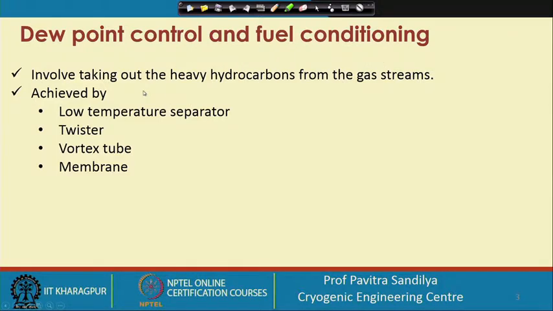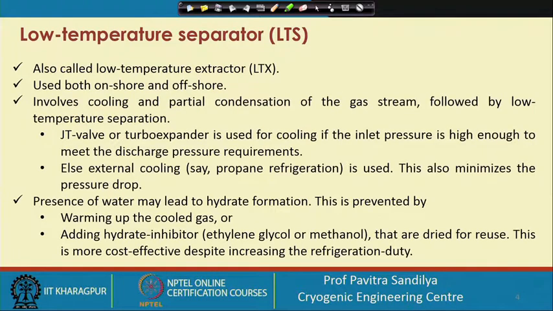Here the purpose is to take out the heavy hydrocarbons from the natural gas streams, and these are achieved by all these methods: low temperature separator, twister, vortex tube and membrane. So, first let us come to the low temperature separator.